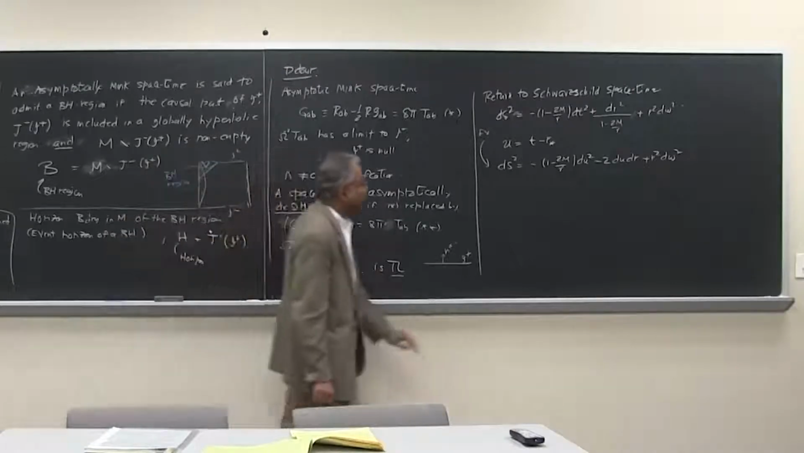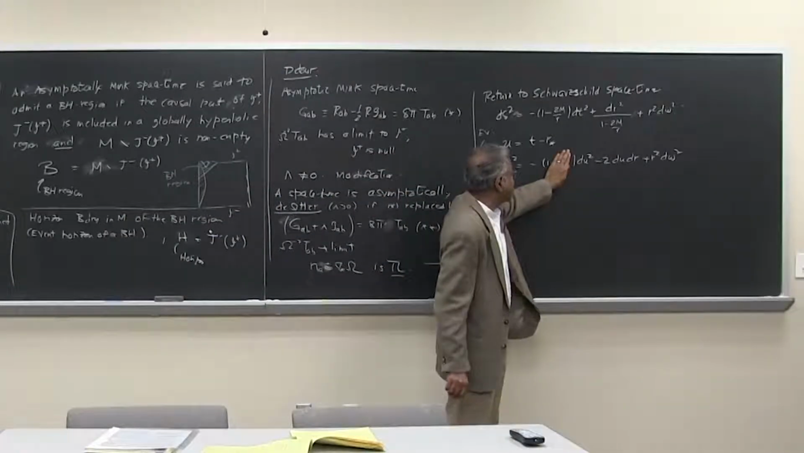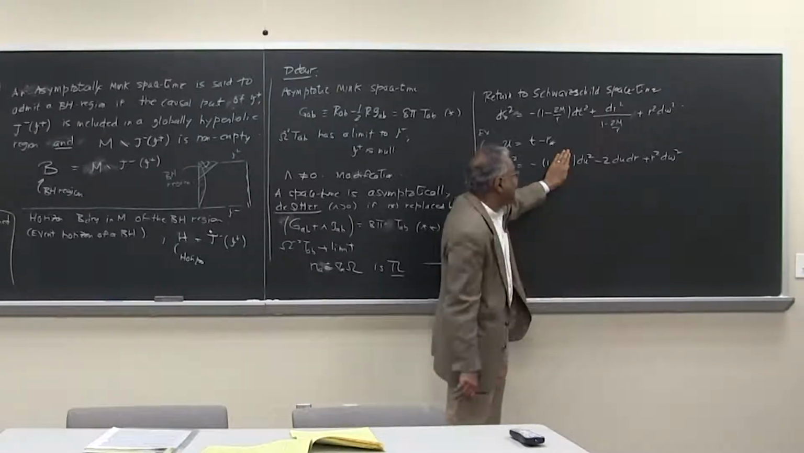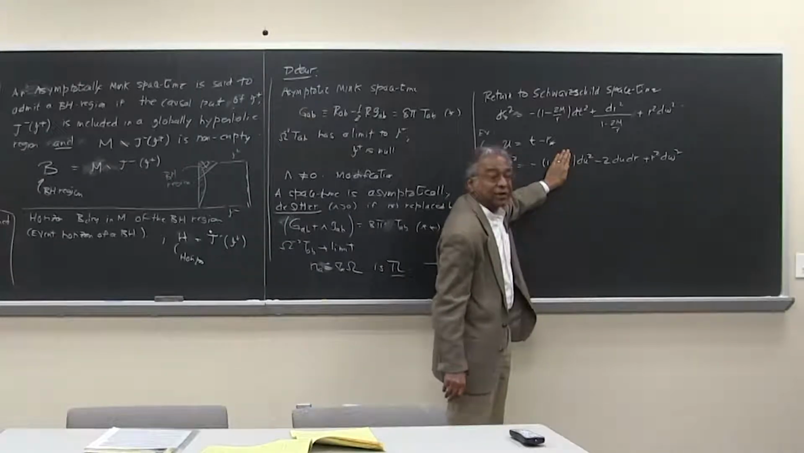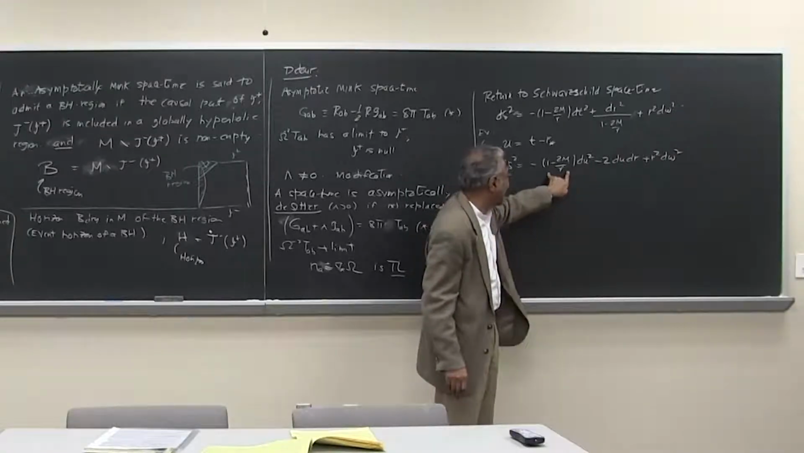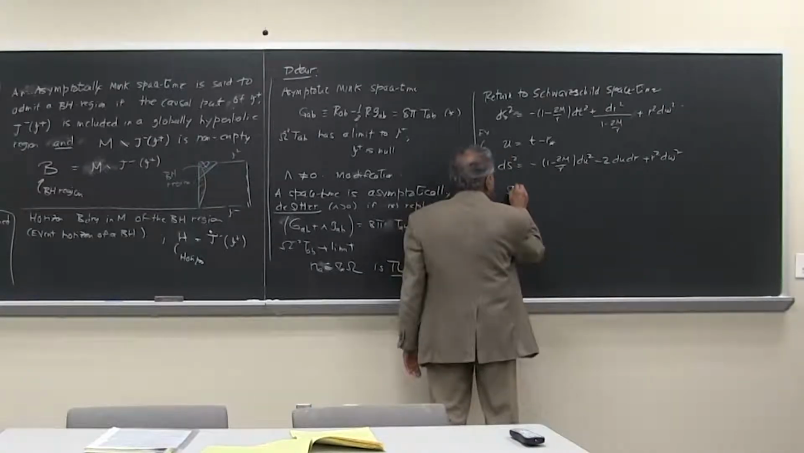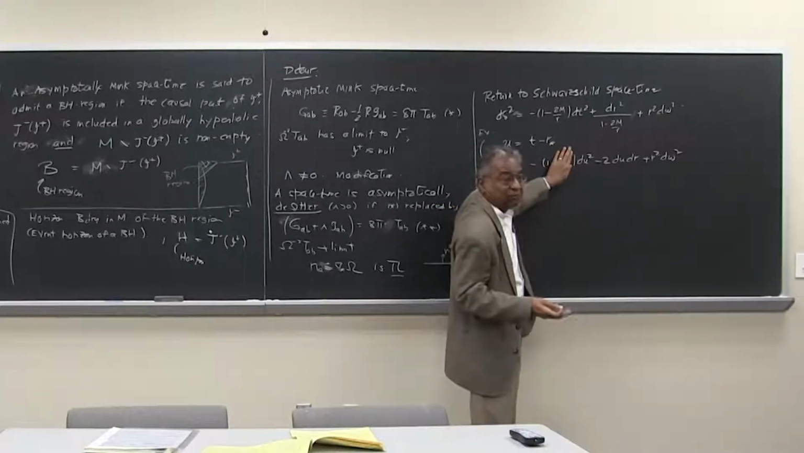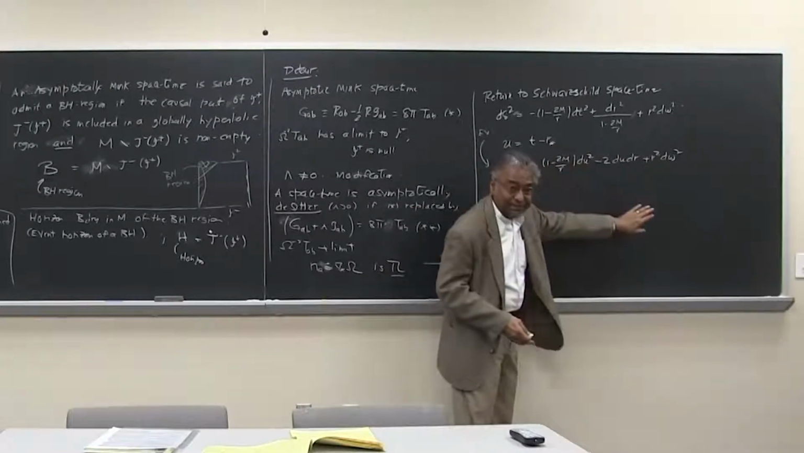Remember that if M is equal to 0, we get Minkowski space. In fact, in Minkowski space we had minus du squared minus 2 du dr plus r squared d omega squared. So it's very similar to that. All that changes is this factor up here. And as r goes to infinity, this factor does go to 1, so the metric does tend to Minkowski space.